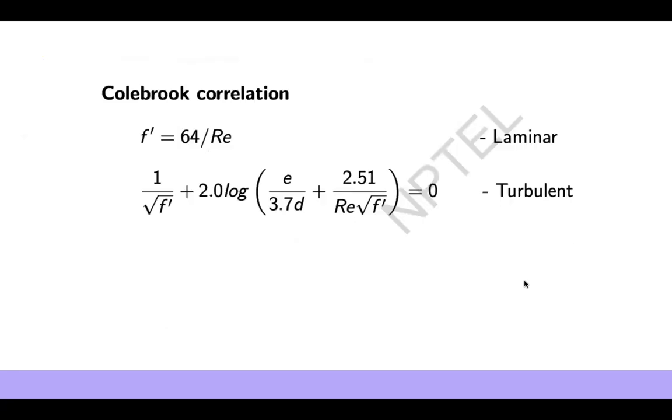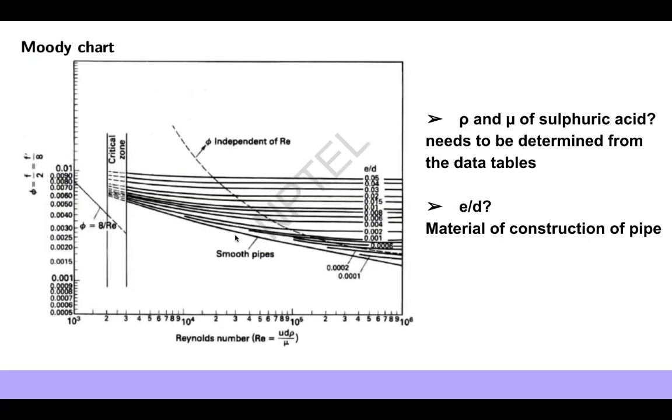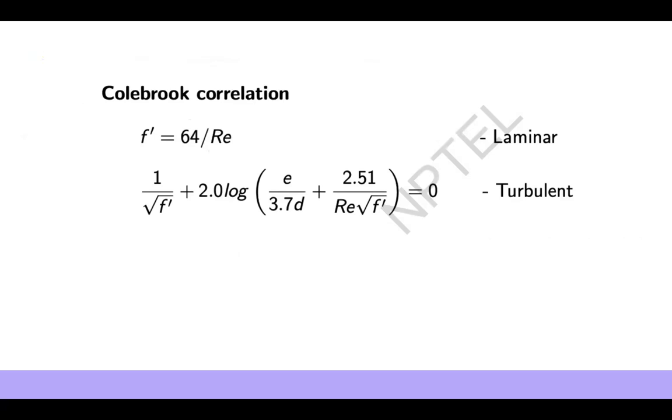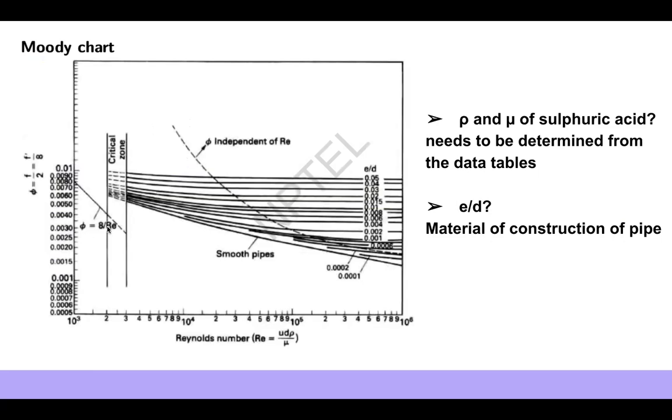Now, it's not every time easy to go to the Moody chart and keep reading the values. So there are some empirical relationships that can help us calculate the friction factor. There are several empirical relationships, which you can find in the recorded lectures. But here, we'll be looking at the Colebrook correlation. For laminar flow, f dash is equal to 64 by Re, which is pretty direct because we know phi is equal to 8 by Re, and phi is equal to f dash by 8.